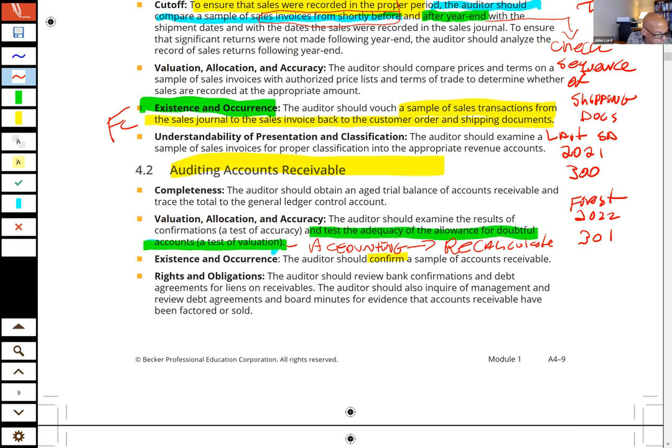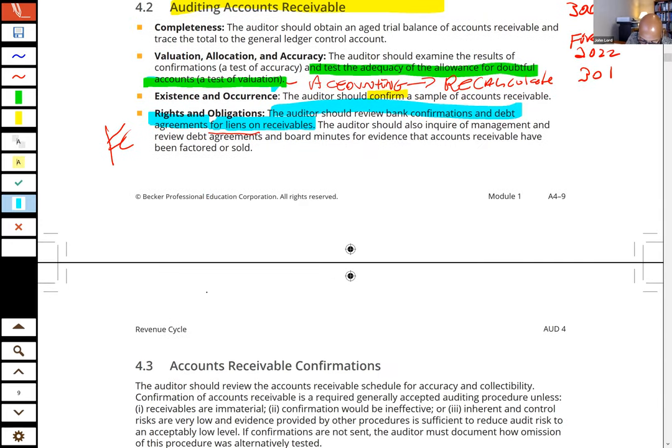Okay, good. Now you come down, and for rights and obligations, we should be really looking for liens on receivables. For example, has the company gone ahead and factored those receivables? So review bank confirmation and debt agreements for any kind of lien on the receivable. Maybe they've borrowed money against their accounts receivable and held those up as collateral or something.